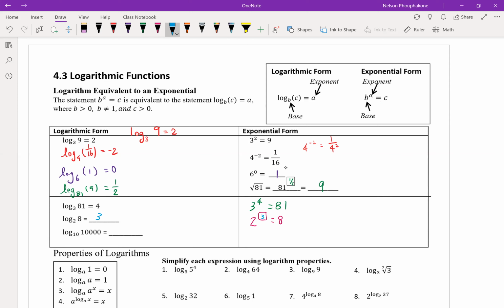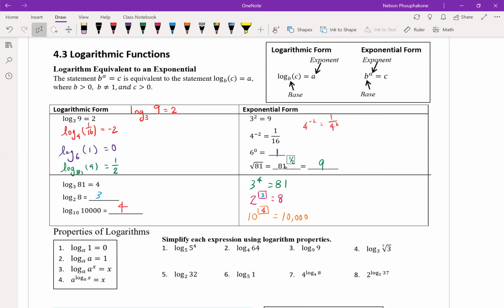Okay, so the last one: if we have 10 to what power equal to 10,000, then of course in this case we are counting how many 0s. We know that we have 4 0s here. Then of course my answer would be 4.